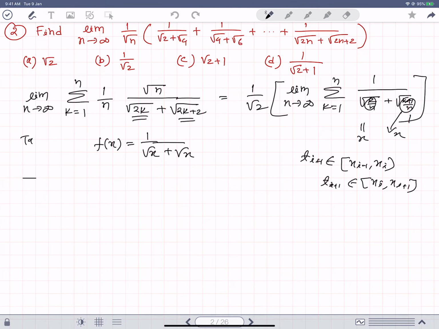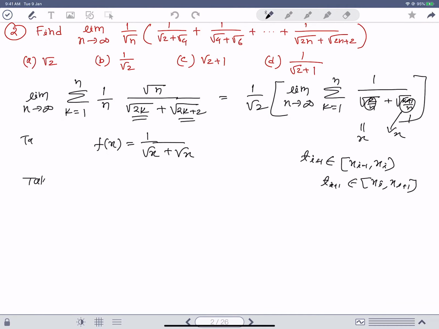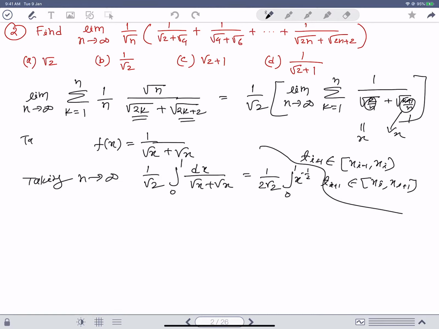Therefore, taking n tends to infinity, you have 1 by root 2 integration 0 to 1 dx by root x plus root x. So, it is 1 by 2 root 2 integration 0 to 1 x to the power minus half dx. Now, if you calculate this one, you will get 1 by 2 root 2 into 2. So, the answer is 1 by root 2.